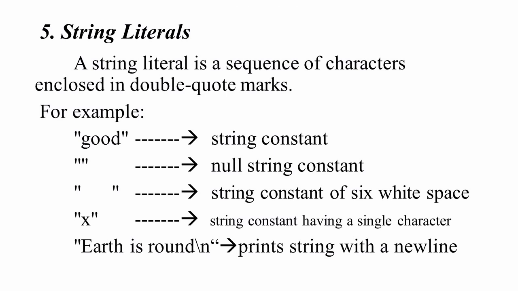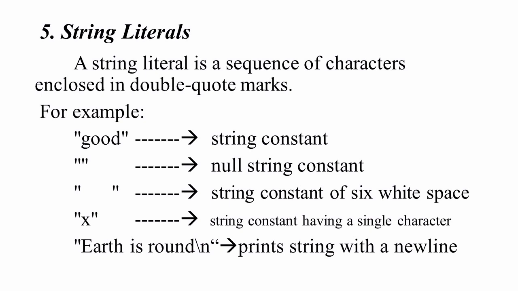The next literal, string literals. A string literal is a sequence of characters enclosed in double quotation marks. These are the examples of string literals. The word good is given within double quotation marks, that means string constant. In the second line, only double quotation marks are given. There is no word inside the double quotation marks, that means null string constant.